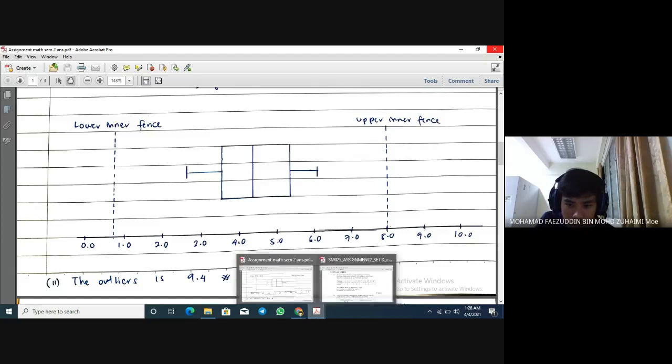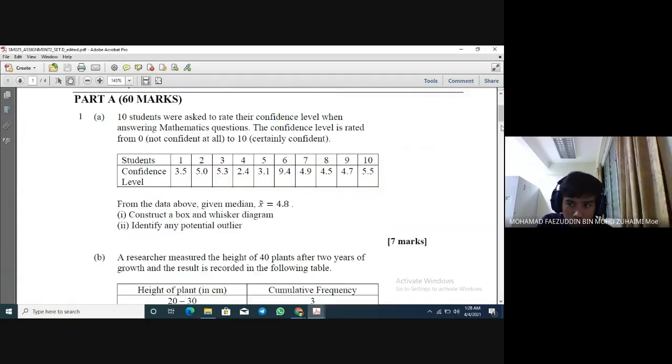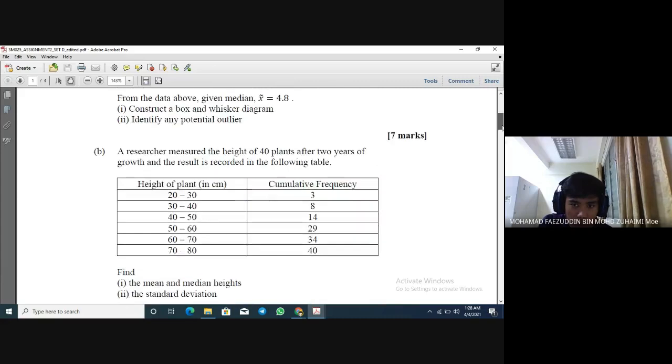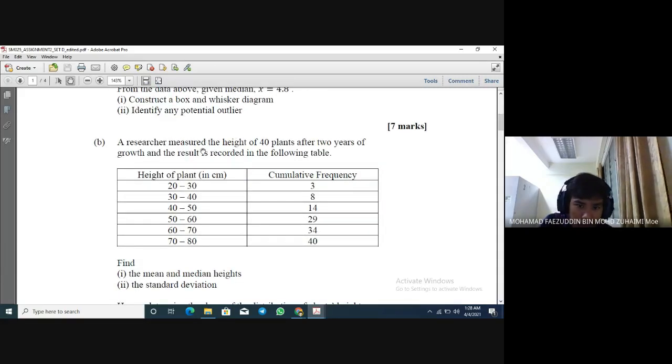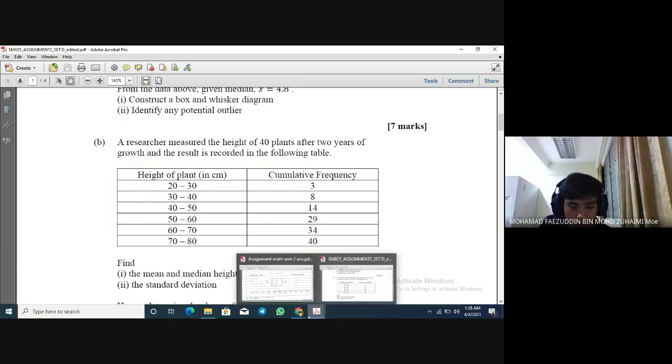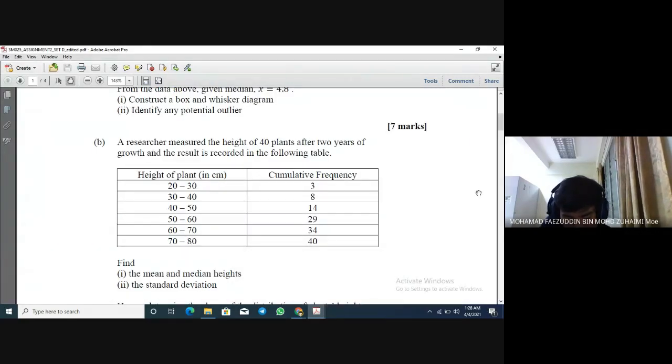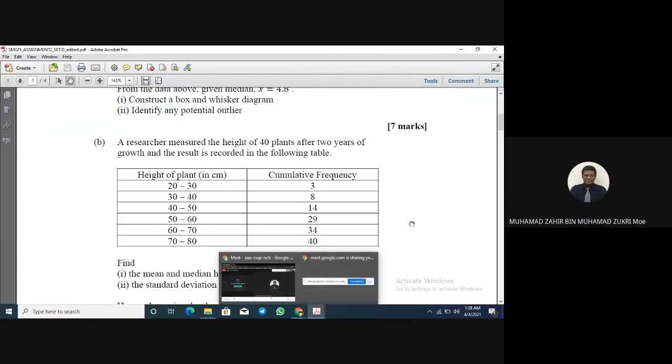And now we continue to question 1b. A researcher measured the height of 40 plants after 2 years of growth, and the result is recorded in the following table. First, find the mean and the median height, and second, find the standard deviation. And so, Zahir, for question B, how can we determine the mean and median heights for the data given? Okay, let me show you how we can find it.